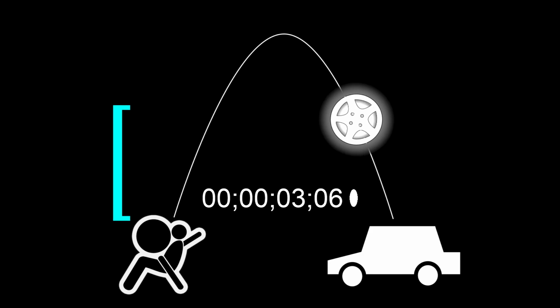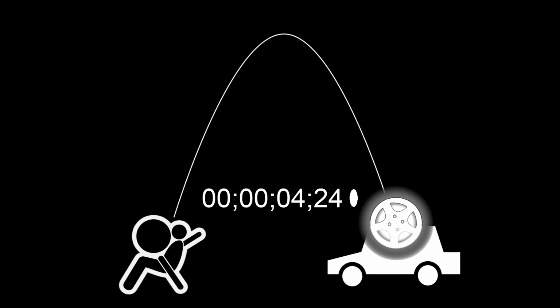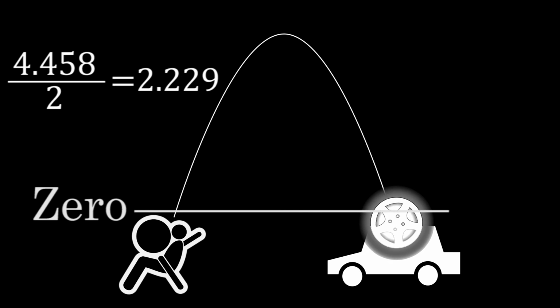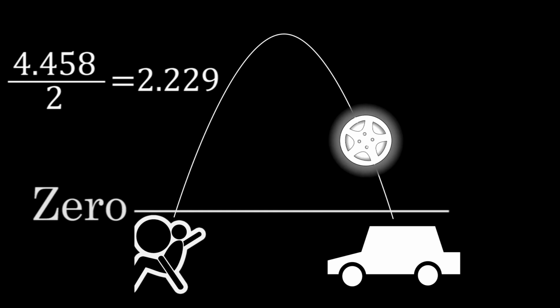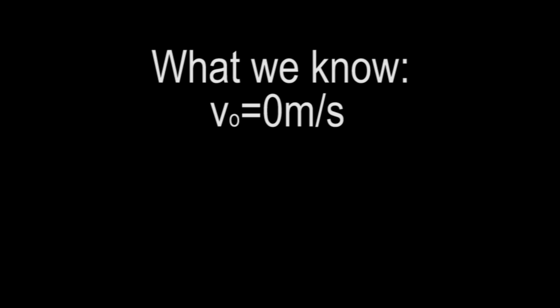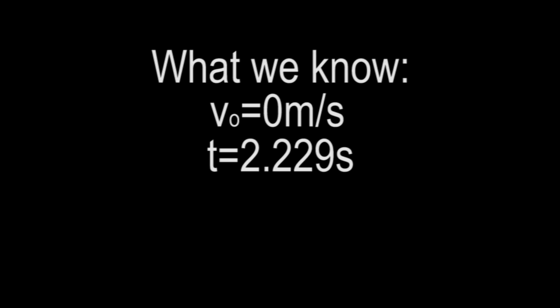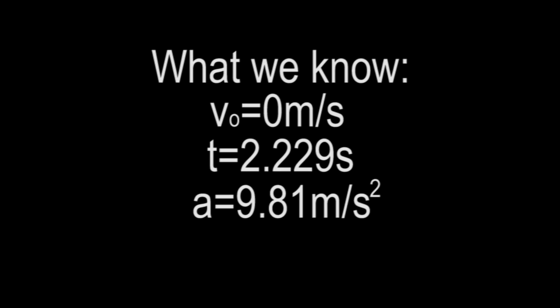If we ignore the starting height of the tire and the height of the car and call this both 0, we can divide the time in half to get the time it took for the tire to fall from rest at the peak to the ground. So now we have some known values: a starting velocity of 0, a free fall time of 2.229 seconds, and because we live on Earth, we know that the acceleration due to gravity is 9.81 meters per second squared. So what can we do with all these values to find distance?